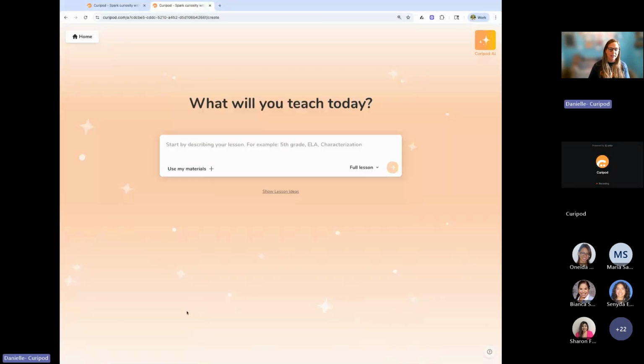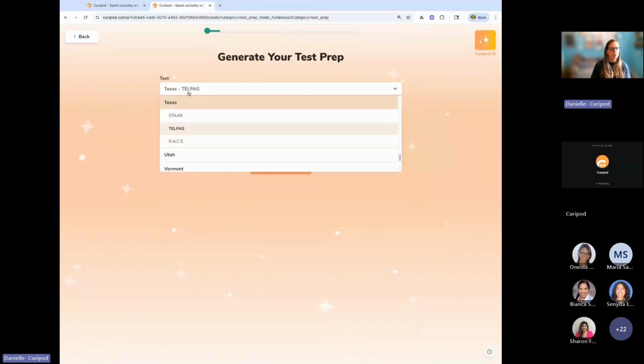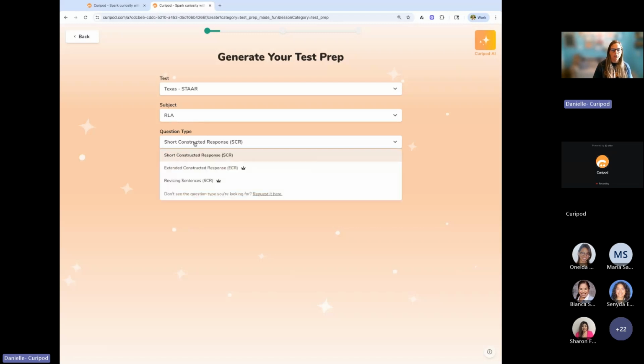So let's generate a lesson. We're going to come back to generating a full lesson later. I want to start with a test prep lesson. And I think this is so important in the first couple of weeks of school, because this is a really great time to see, okay, what do my students know? Where are they landing? Where are they starting from, right? You're going to probably have a variety of students all over the place. So I'm going to start with RLA, and I'm going to do a short constructed response question.